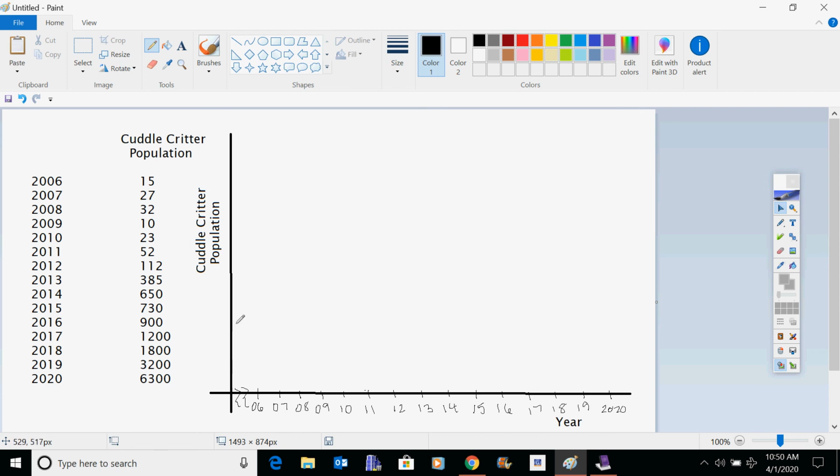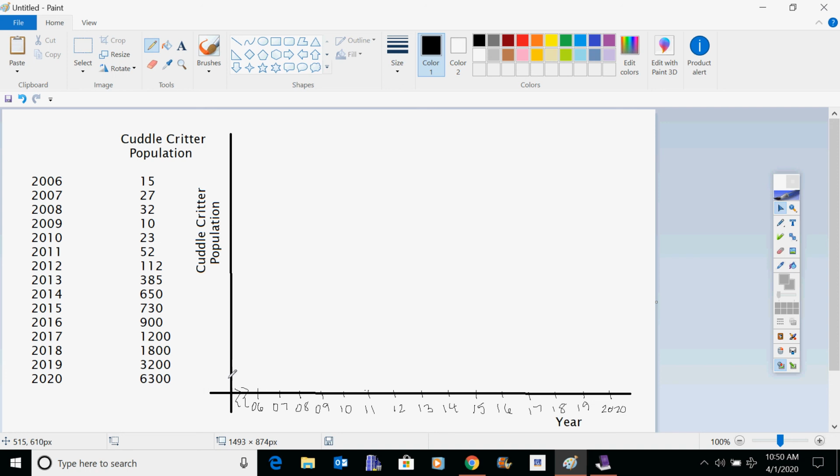So we're going to have to go by some kind of an increment that is going to make sense for us, because we have to end up around 6,300. So I think if we go by 500s, we'd be okay. If we go by 500s, I believe we'd have to have about 13 of them, but let's just go through.